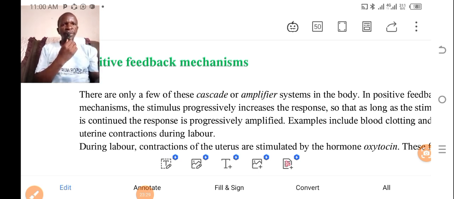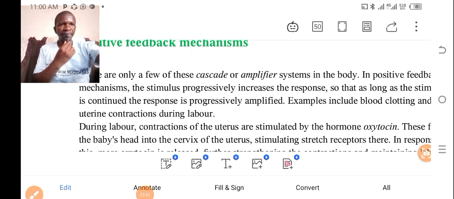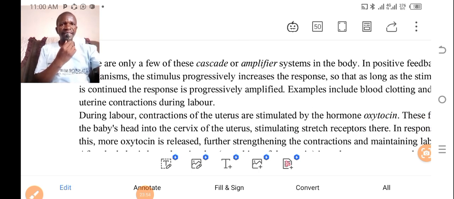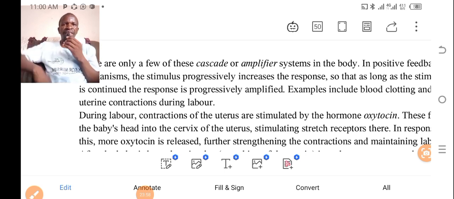So for that process to be amplified and progressively increased, for that stimulus of facilitating the clotting mechanism to continue, there must be a positive feedback mechanism which amplifies that stimulus. And that is the positive feedback mechanism which mediates that process. So in blood clotting, there is positive feedback mechanism. And then we want to go to the women in delivery.